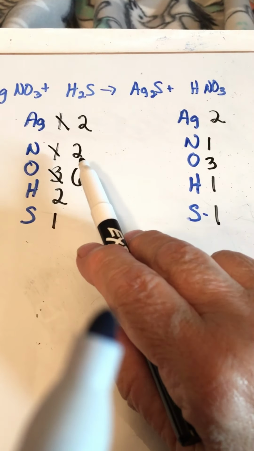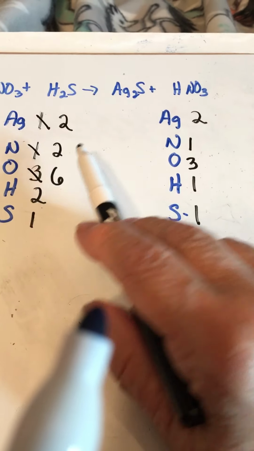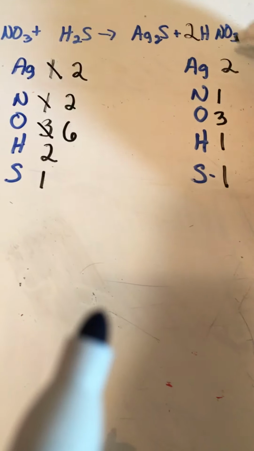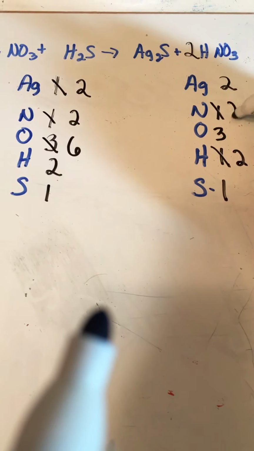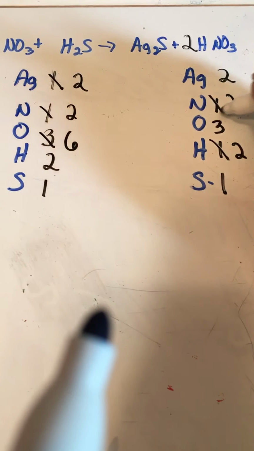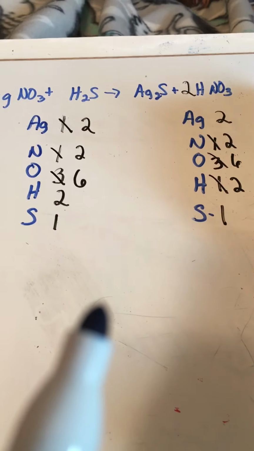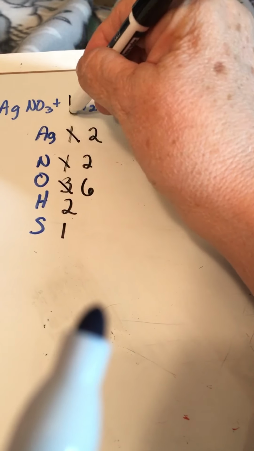The rest aren't. So the next step will be nitrogen. I'm going to multiply this formula that has the nitrogen in it by 2 and recount. It's 2, 2, and 2 times 3 is 6. Now they're balanced. So we also know there's a 1 here and a 1 here.